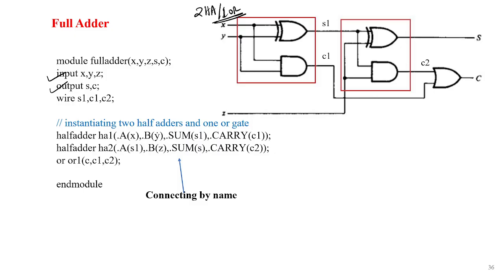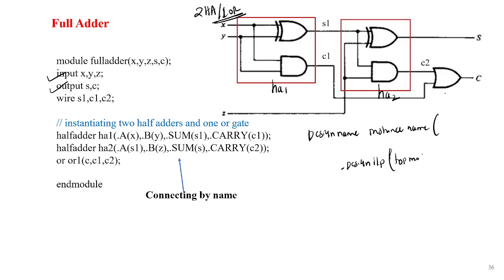So this is nothing but connection by name. Connection by name, how it will be: that is design name, followed by instance name, followed by design input dot, you will get dot design input, and in bracket you will get top module input. See here, half adder is nothing but design name, and HA1 is nothing but instance name. This is my instance name HA1, and this is HA2.